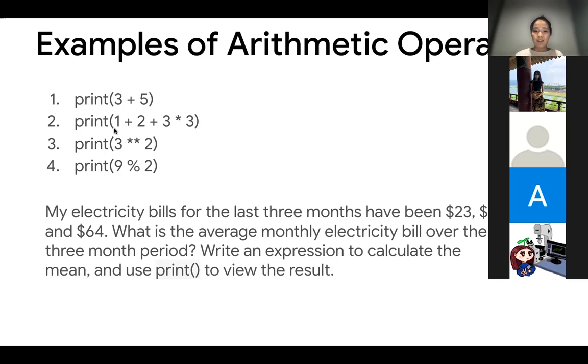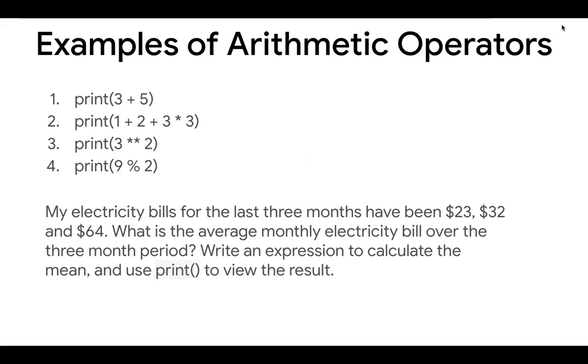So could you please tell me what the answer is for 1 plus 2 plus 3 multiplied by 3? Anyone? You can just unmute yourself and don't worry if your answer is incorrect. 12. Okay, that's right.